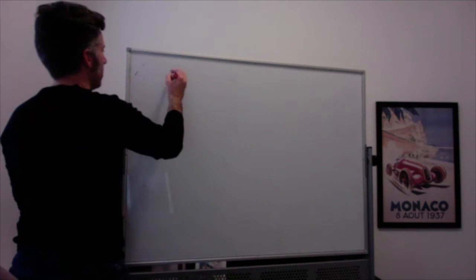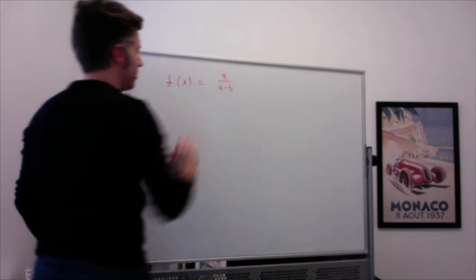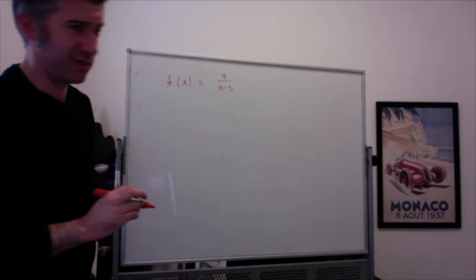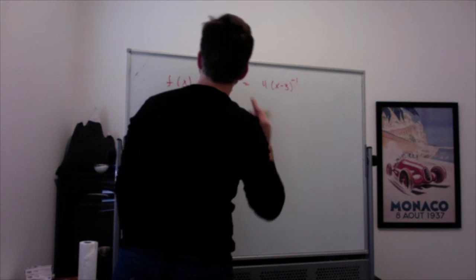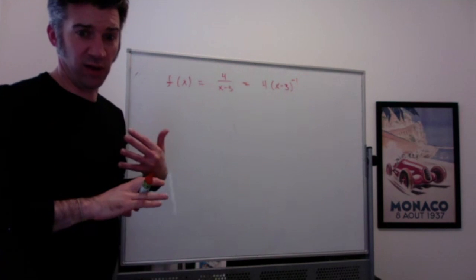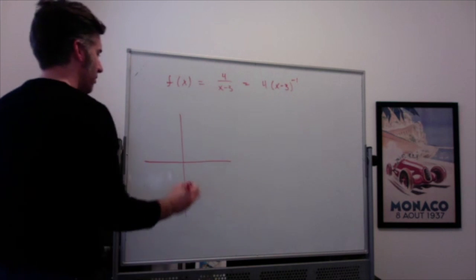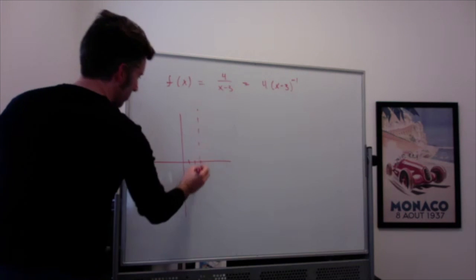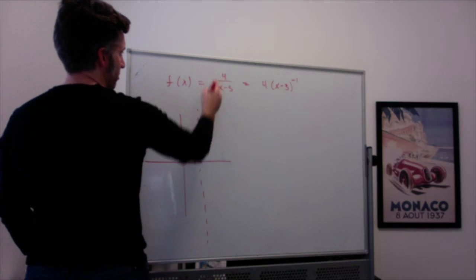Just to contrast that, if my function was, say, I'm going to make it real easy. Real easy? Real easy. If my function was 4 over x minus 3, and although I could use the quotient rule, I'm not. I'm going to write it as 4 times x minus 3 to the negative first. We can clearly see we have a vertical asymptote at 3. I'm going to graph this function before I do anything else. Vertical asymptote at 3. And I have a y-intercept at negative 4/3.